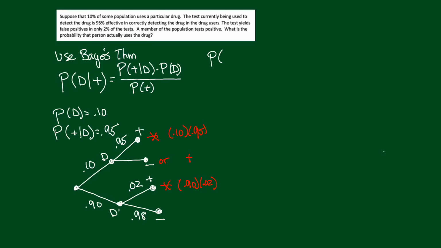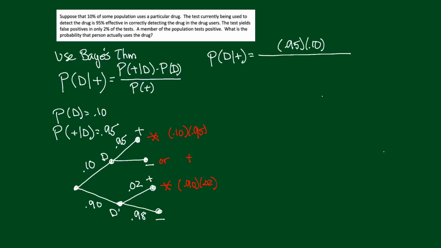So what's the probability of taking the drug given that you got a positive result? All right, kind of a big fraction bar here. So in the numerator we already have this number here, right? Positive given the drug. That's the 0.95. And the probability of the drug, that's the 0.10, right? We have those numbers there. So this is going to be 0.95 times 0.10.